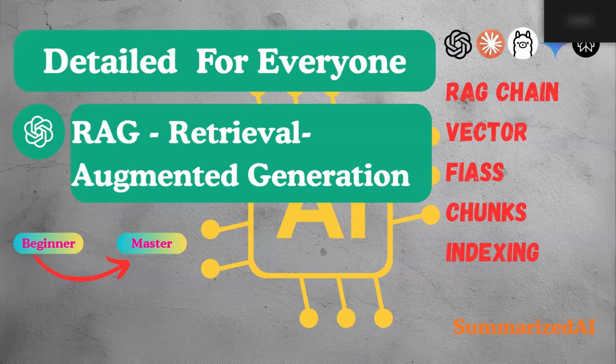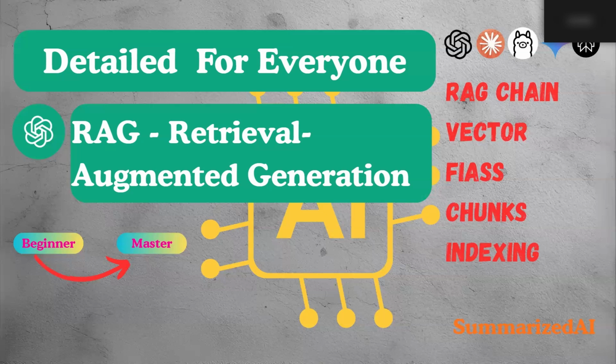RAG enhances the AI's ability to respond by first searching through a collection of documents, articles, or datasets to find the most relevant pieces of information, and then using that retrieved context to generate an accurate, well informed answer.